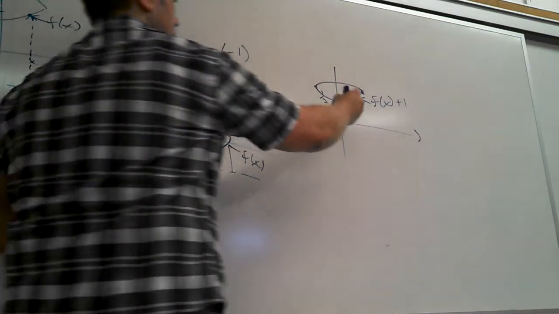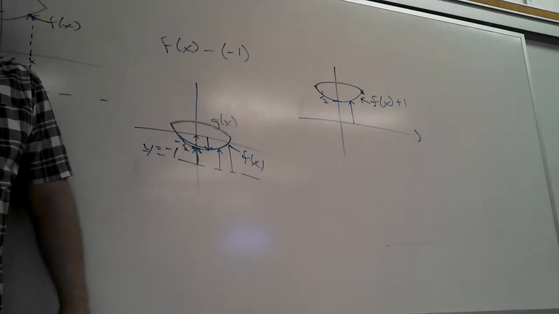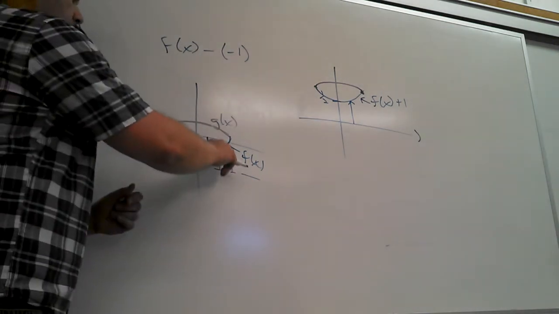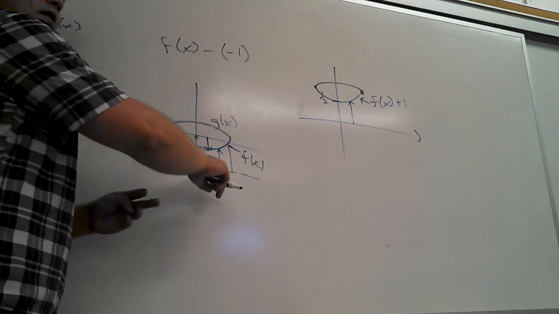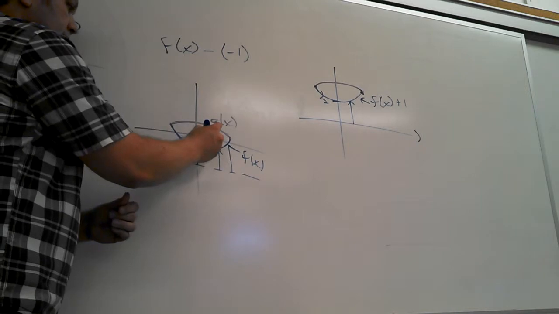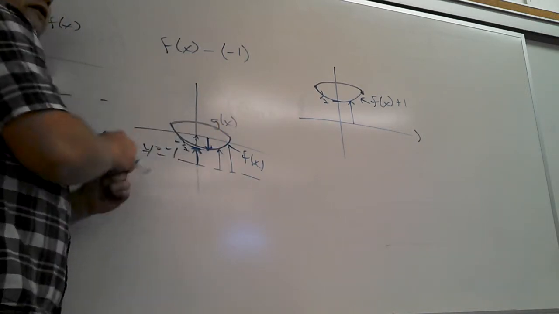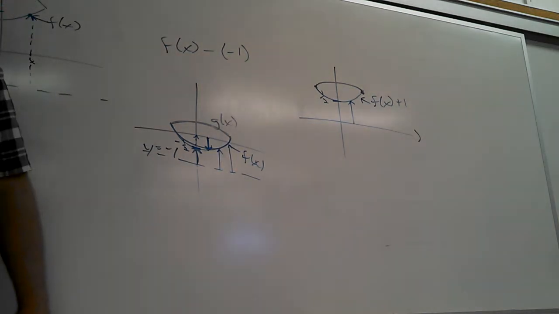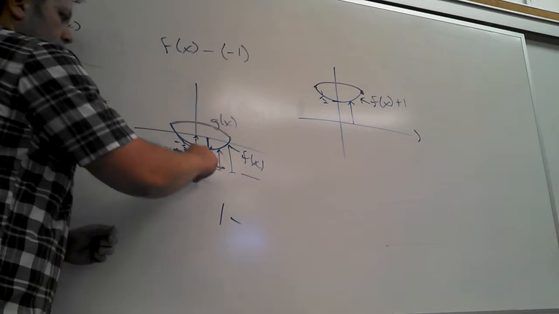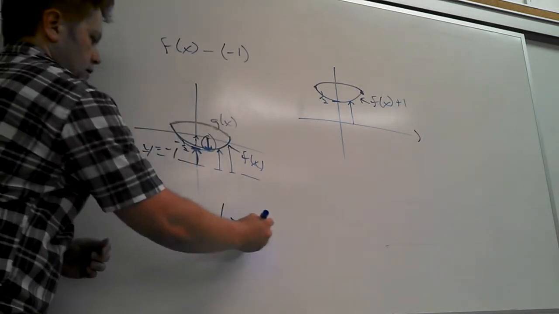So how far is this now? f of x plus 1. The really funny thing is, how far is this? It's just f of x. f of x is this distance, right? And actually that's negative f of x if you really want to get down to it. So this would be 1, the whole thing, minus this much, which is negative f of x.